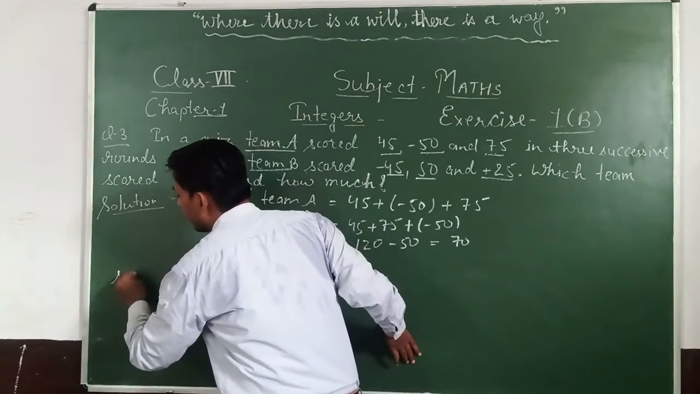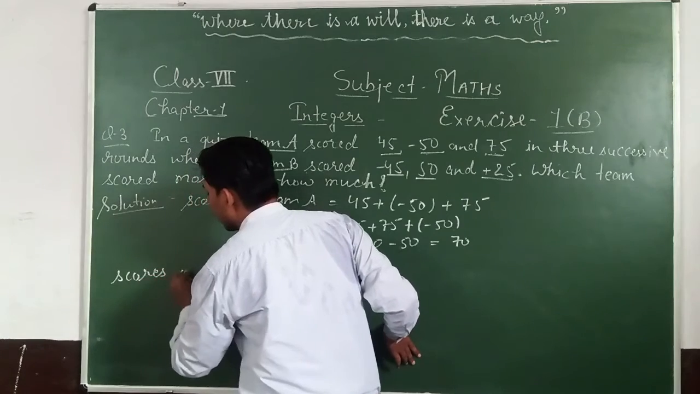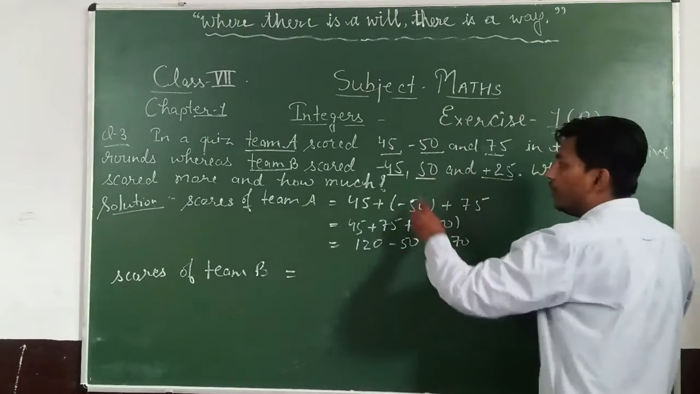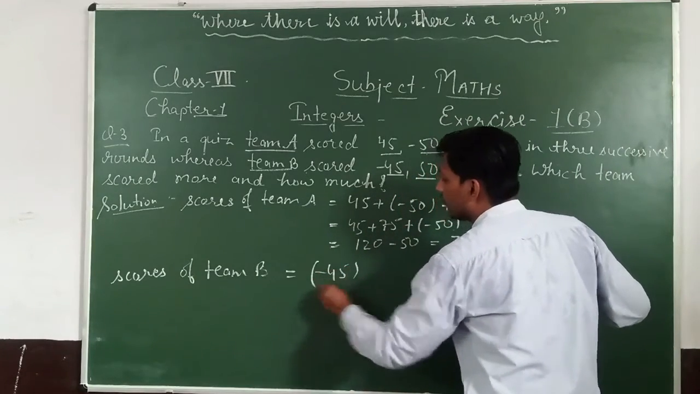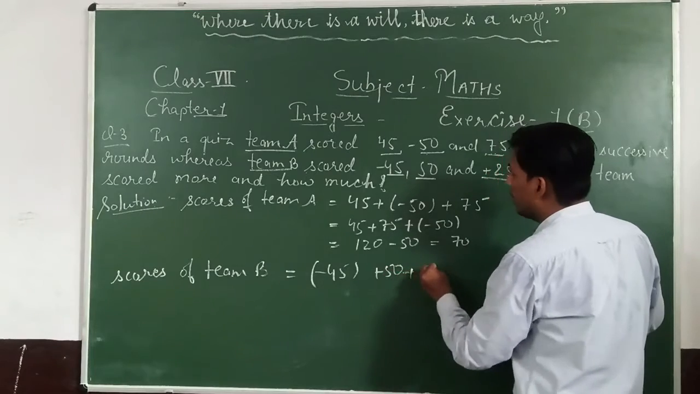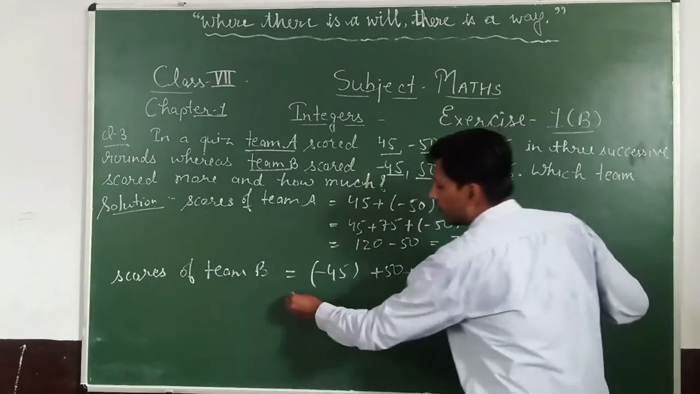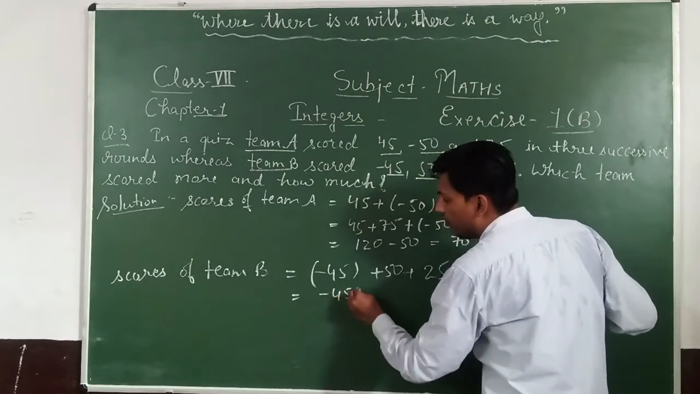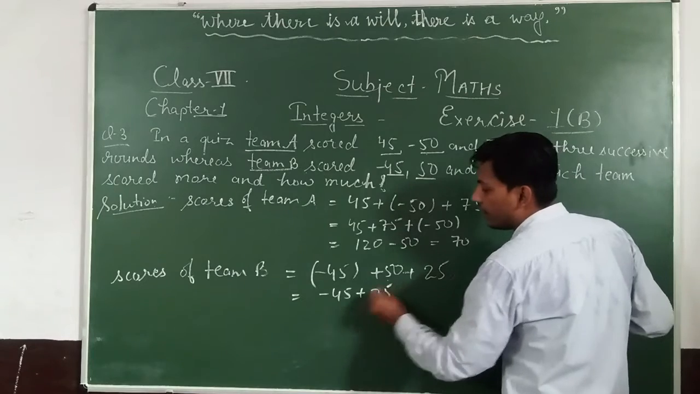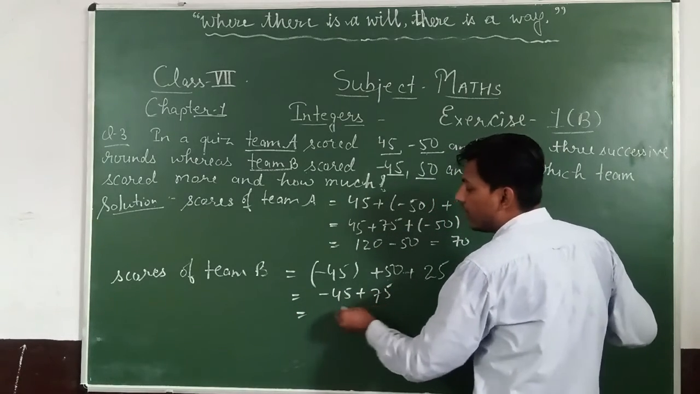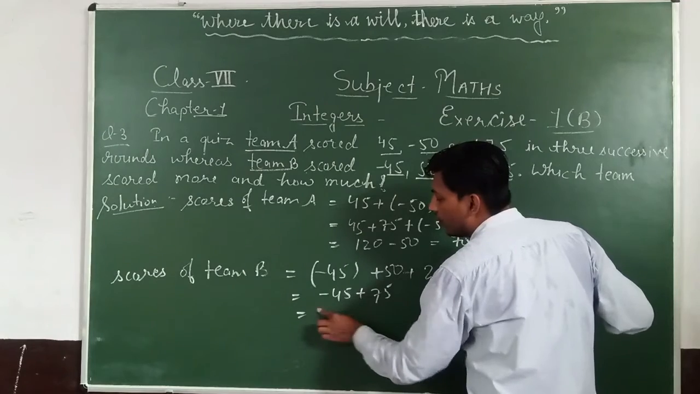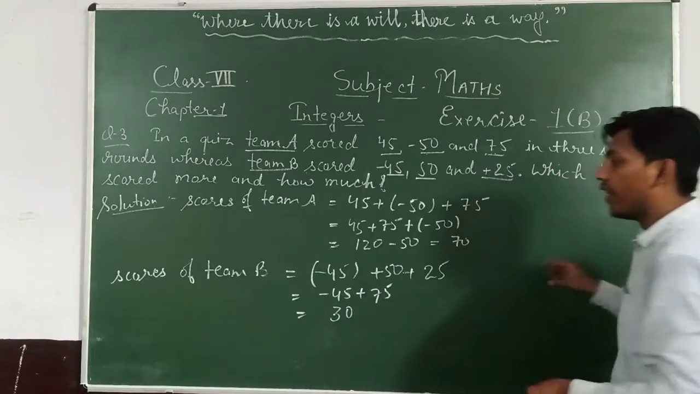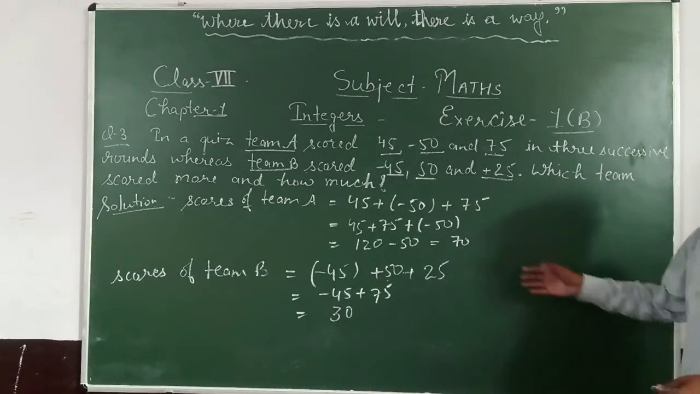Scores of team B: minus 45 plus 50 plus 25. Add them. Take 50 and 25 together. Minus 45 plus 50 and 25, that is 75. Minus 45 plus 75. Subtract them. You will get 30. So the final score of team B is 30 and the final score of team A is 70. Compare them.